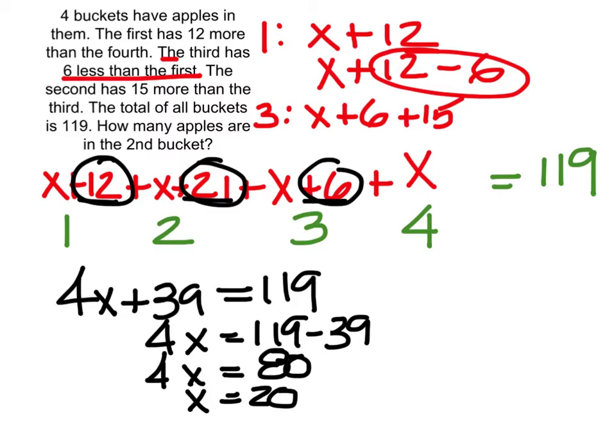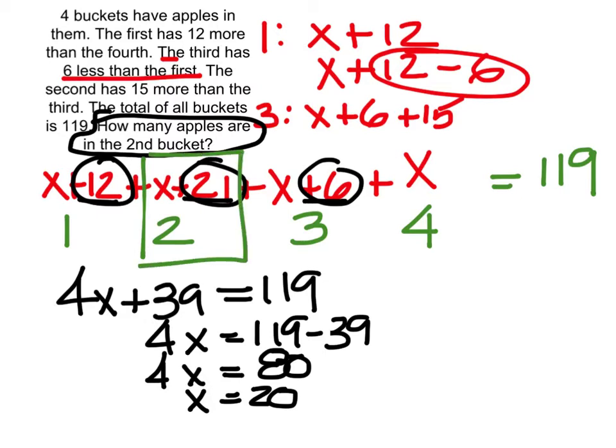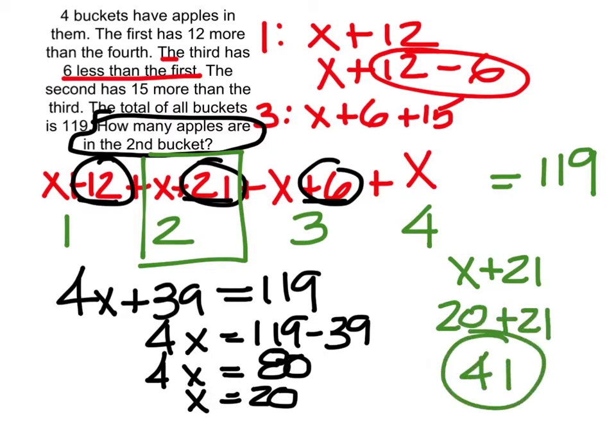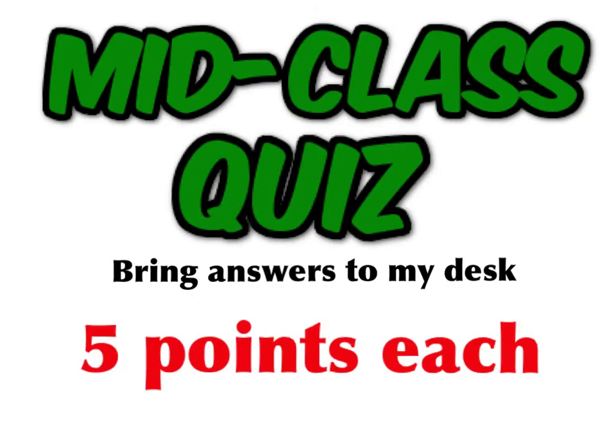The question is asking at the end how many apples are in the second bucket. The second bucket is x plus 21. So what is 20 plus 21? 41 is the answer.